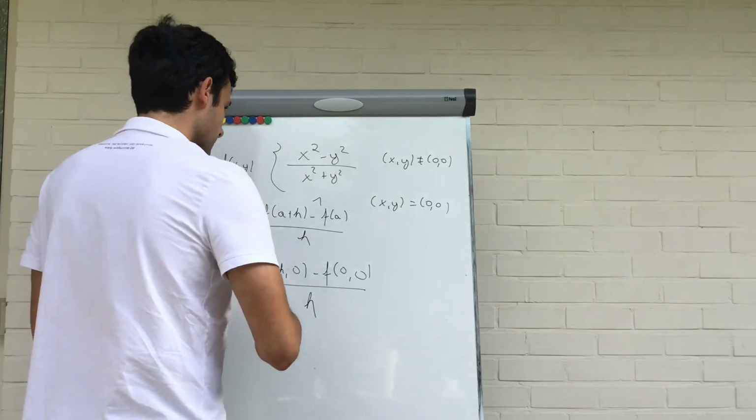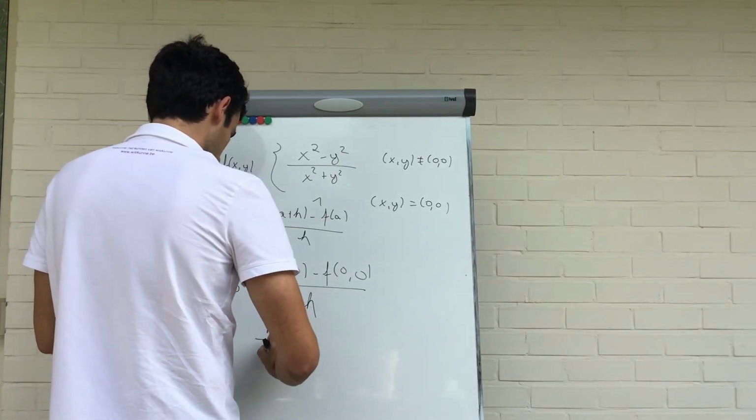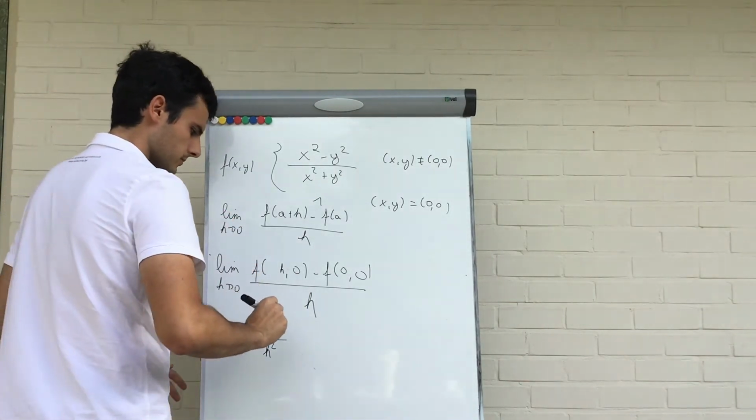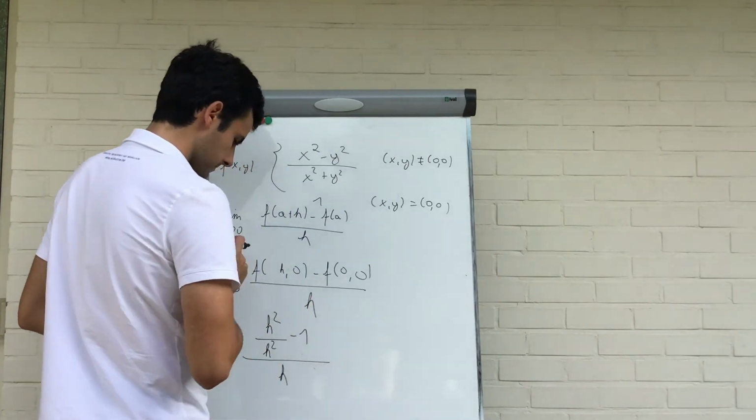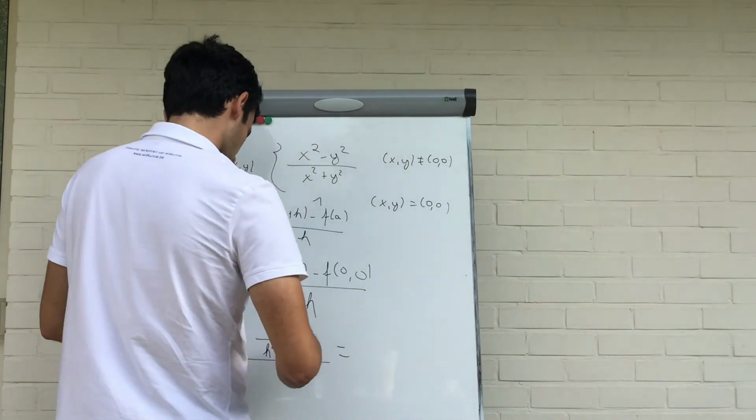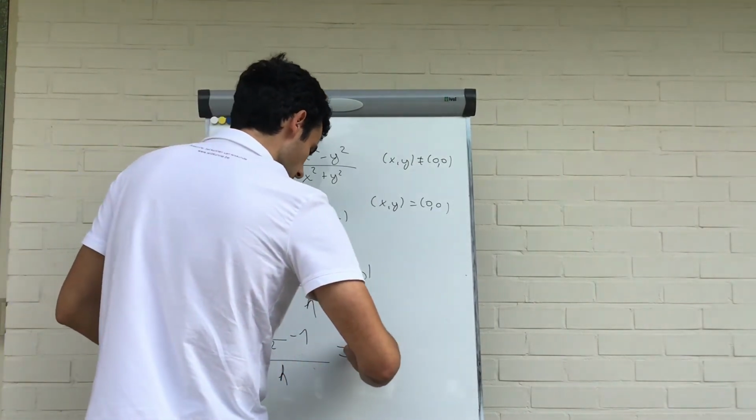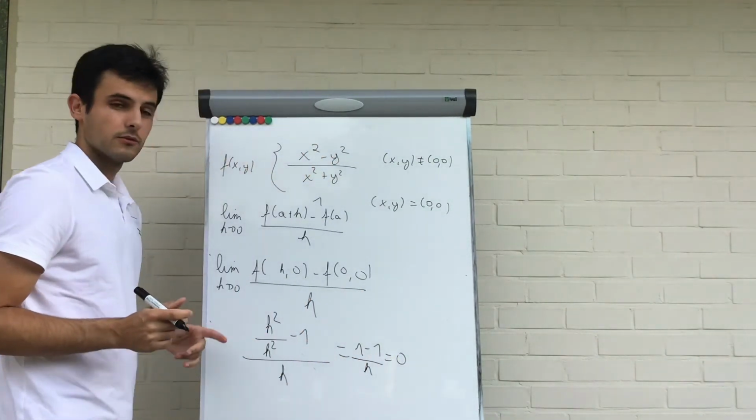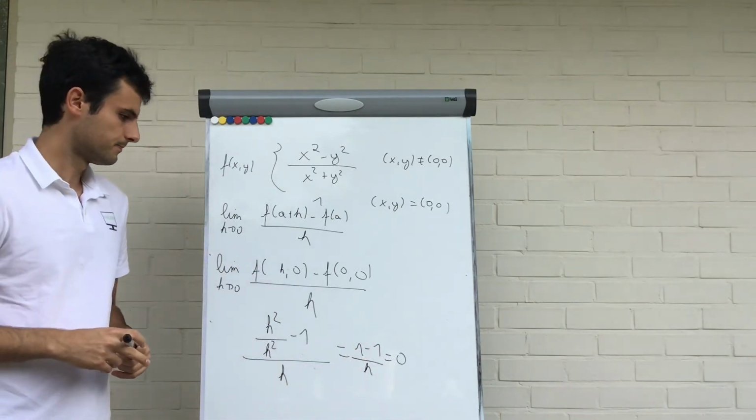So you get h to the power of 2 divided by h to the power of 2, minus 1, divided by h. So you get 1, since h to the power of 2 divided by h to the power of 2 is 1. 1 minus 1 divided by h. So the first partial derivative exists and it's equal to 0.